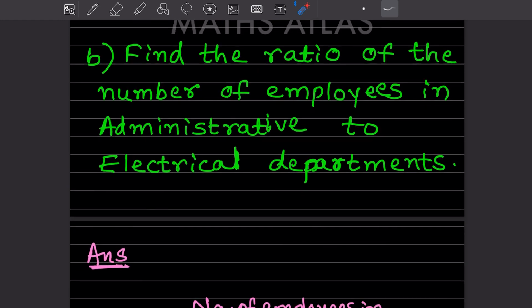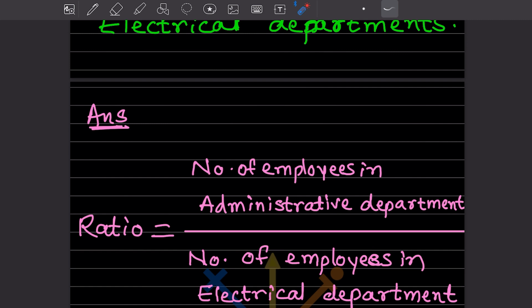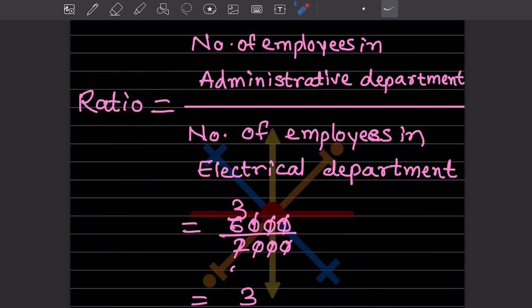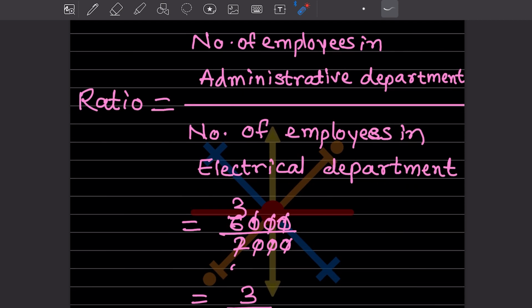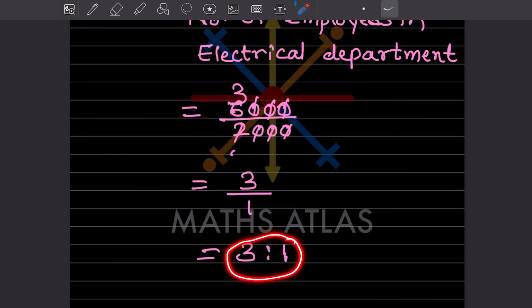Find the ratio of the number of employees in administrative to electrical department. So ratio of number of employees means number of employees in administrative department divided by number of employees in electrical department. So in administrative, we have 6,000 employees, and in electrical, we have 2,000 employees. So we are going to divide this. So these zeros go off. 2 ones are 2, 2 threes are 6. That will be 3 divided by 1. But since we want a ratio, we are going to write it in the form of 3:1.